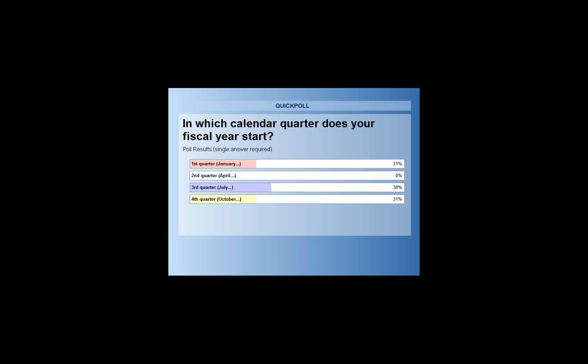So we got about a third, with the majority starting in July. So that's probably some of you working on your budget right now for July. Some of you may be starting on your budget already for October and the 4th quarter. And that's another thing I've noticed. I think the budget process really varies widely from organization to organization, as much as organizations change.